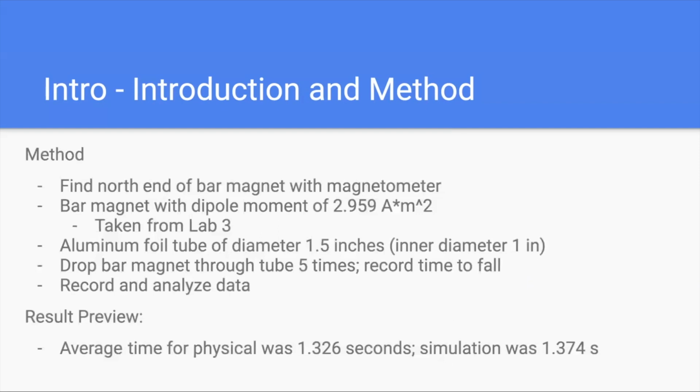So the method for this experiment was to first find the north end of a bar magnet using a magnetometer in a phone, after which you would take the bar magnet with a known dipole moment, for this specific case 2.959, which we calculated from the third lab, and drop it through an aluminum foil tube of a diameter of 1.5 inches with an inner diameter of 1 inch. And after doing this 5 times, you record the time to see how it falls through the tube, and then record and analyze the data accordingly.